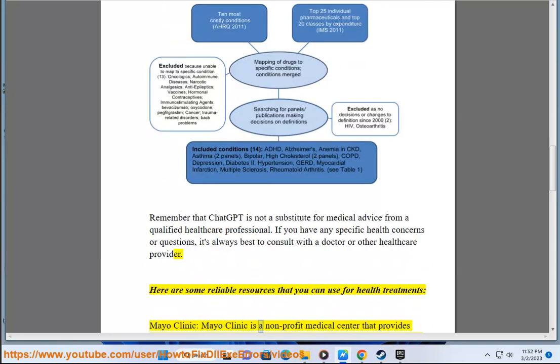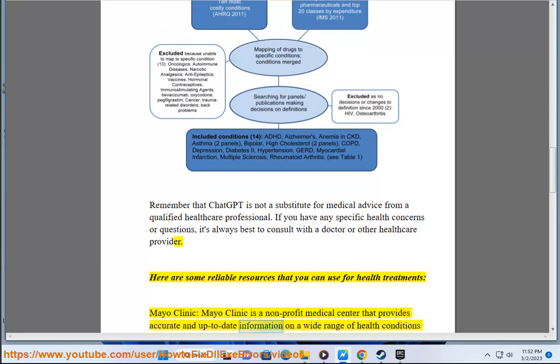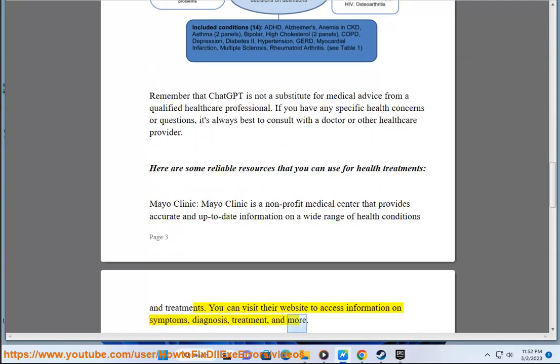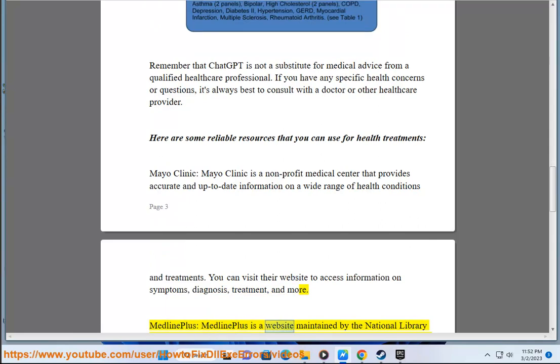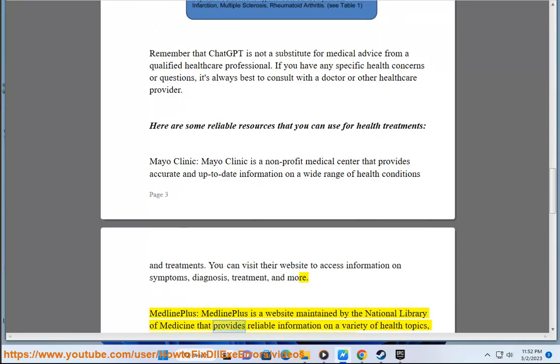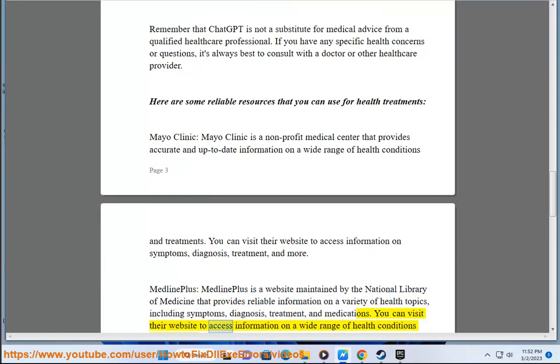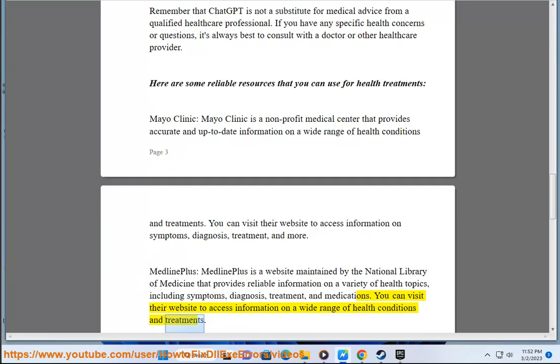Mayo Clinic. Mayo Clinic is a non-profit medical center that provides accurate and up-to-date information on a wide range of health conditions and treatments. You can visit their website to access information on symptoms, diagnosis, treatment, and more. Medline Plus. Medline Plus is a website maintained by the National Library of Medicine that provides reliable information on a variety of health topics, including symptoms, diagnosis, treatment, and medications. You can visit their website to access information on a wide range of health conditions and treatments.